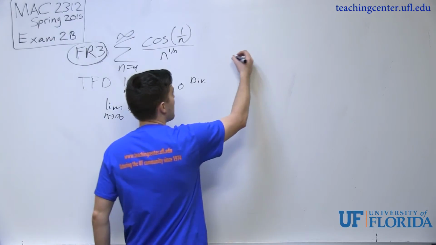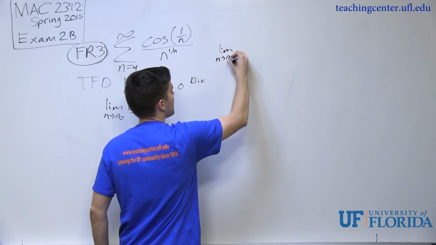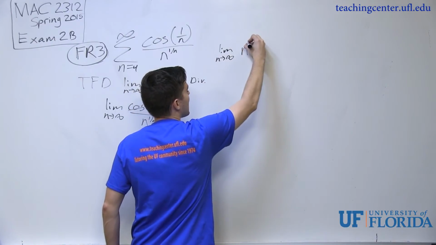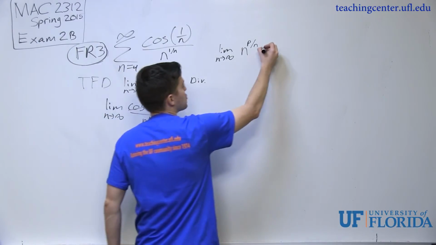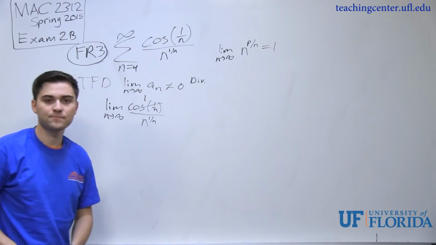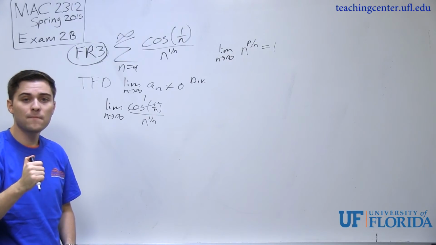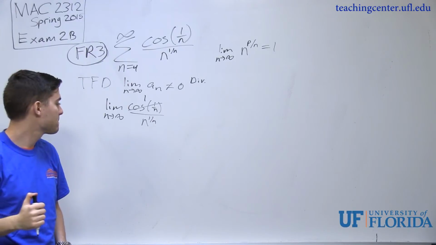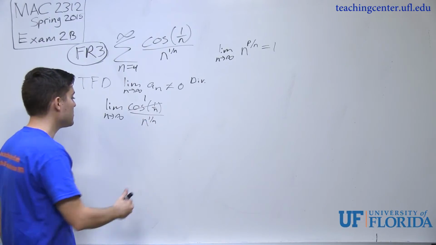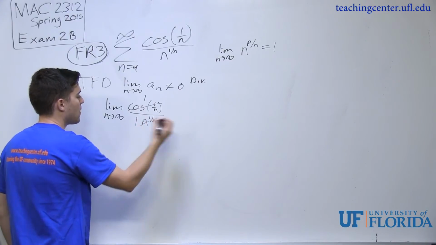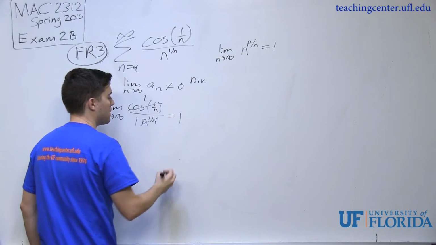Well, as it turns out, there is a rule that says that if I take the limit as n approaches infinity of n to any constant over n, the limit of that is always going to be 1, no matter what the power is. So n to a power over n is always going to be equal to 1. I have n to the 1 over n, 1 is a power, so n to the 1 over n is also going to be 1. So when I take the limit of this whole thing as n approaches infinity, I end up getting 1.